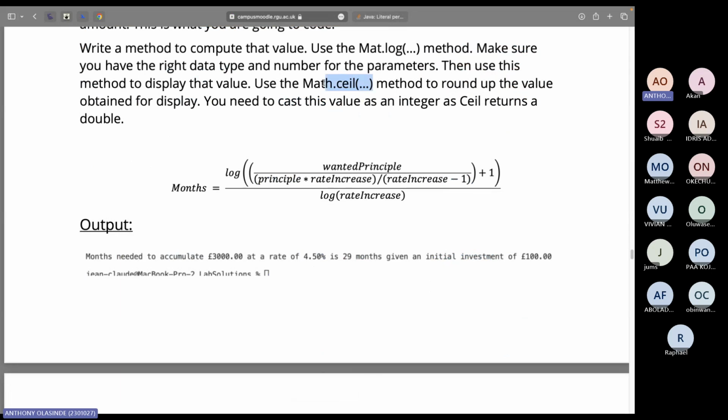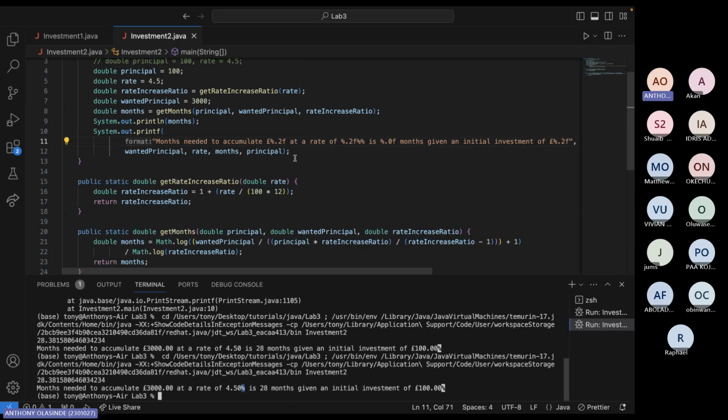The instruction said you should use math.ceil. Math.ceil is you rounding up. There is math.floor, there is math.ceil, there is math.random, round. So what this is doing here is rounding up. So if you have 2.1, for instance, I think it's going to be 3. Let's see that in a minute.